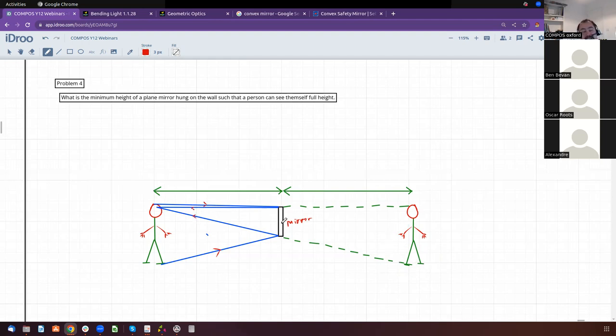So that's your image. You can think of the mirror as a window, and you're looking through that window trying to see your image, which is behind the wall. You're trying to look through a small mirror. Because the distance is the same, if this is X, this is X, this is 2X, and if your height is H, by similarity of triangles this would be H over 2. I hope that makes sense. The minimum height of the mirror is half of your height in order for you to see yourself fully.